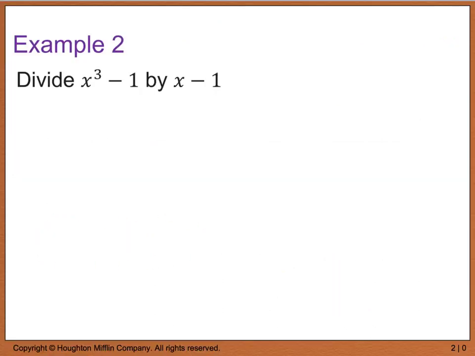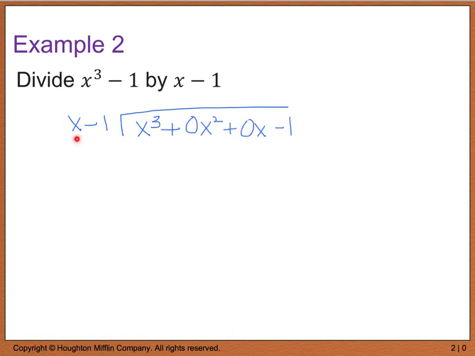For example 2, we're going to divide x cubed minus 1 by x minus 1. So when we set this up, we're going to put our x minus 1 outside, and then we're going to go x cubed. Now the thing with doing long division, if you're missing terms, you need to replace them with 0. So I'm going to go plus 0x squared plus 0x minus 1. You need to have the placeholders there. And now I'm going to start the whole process.